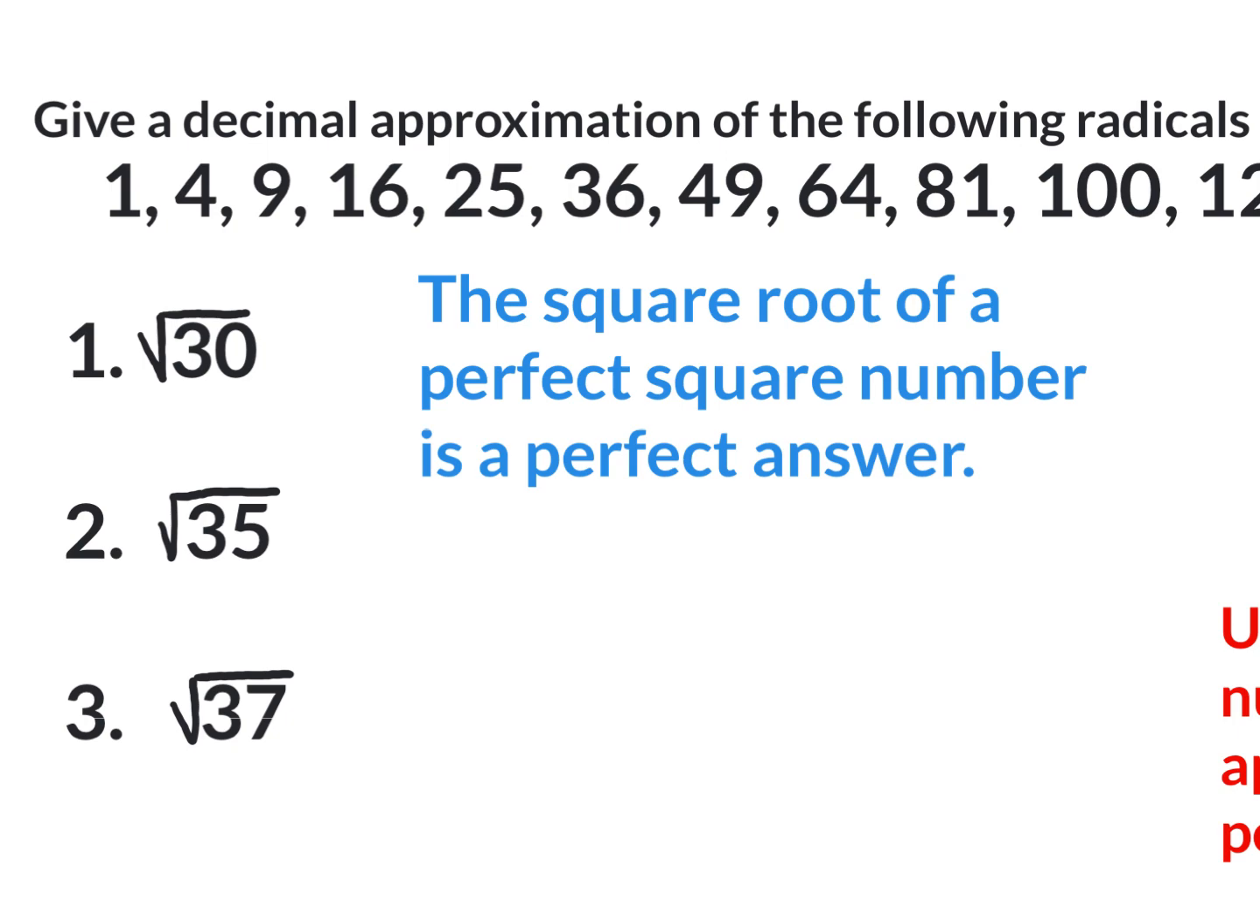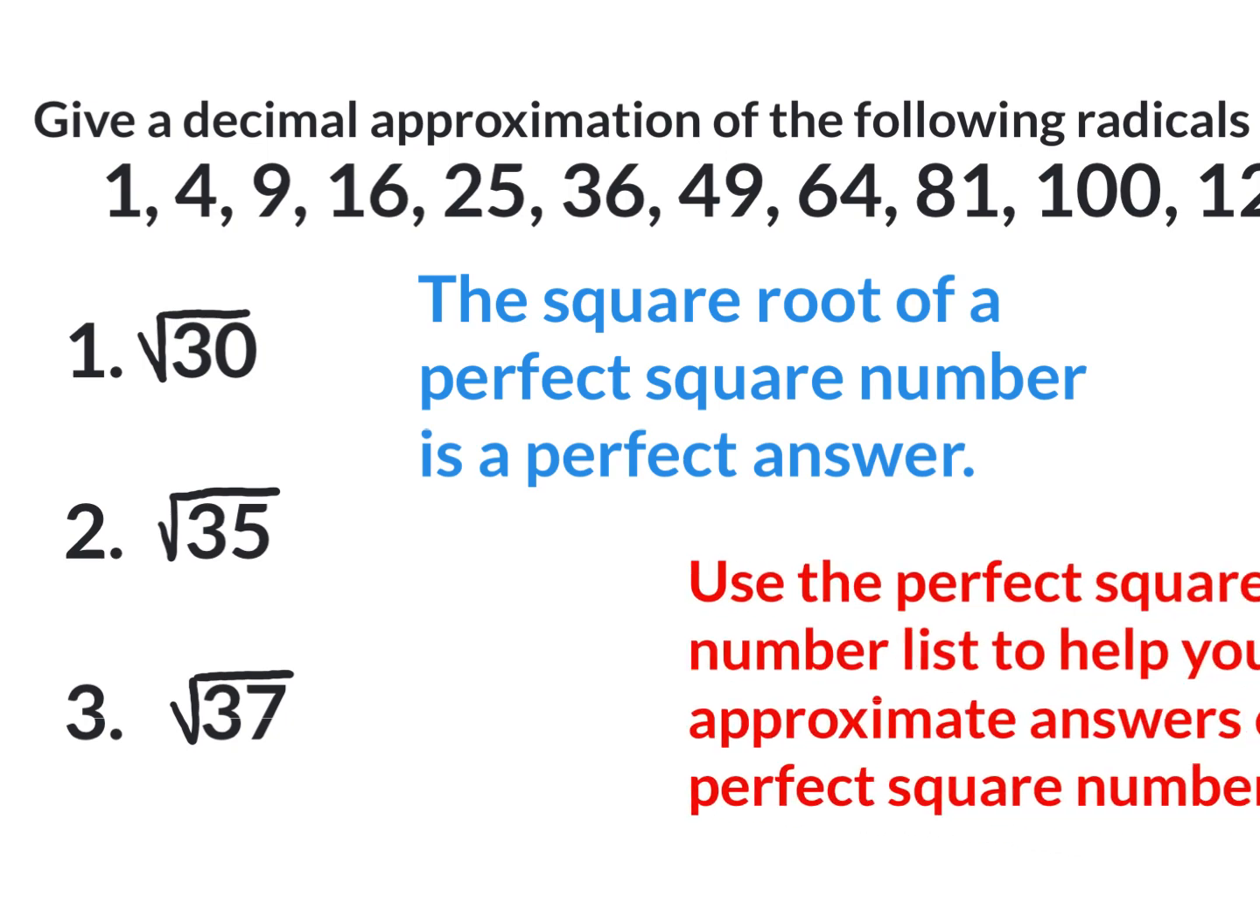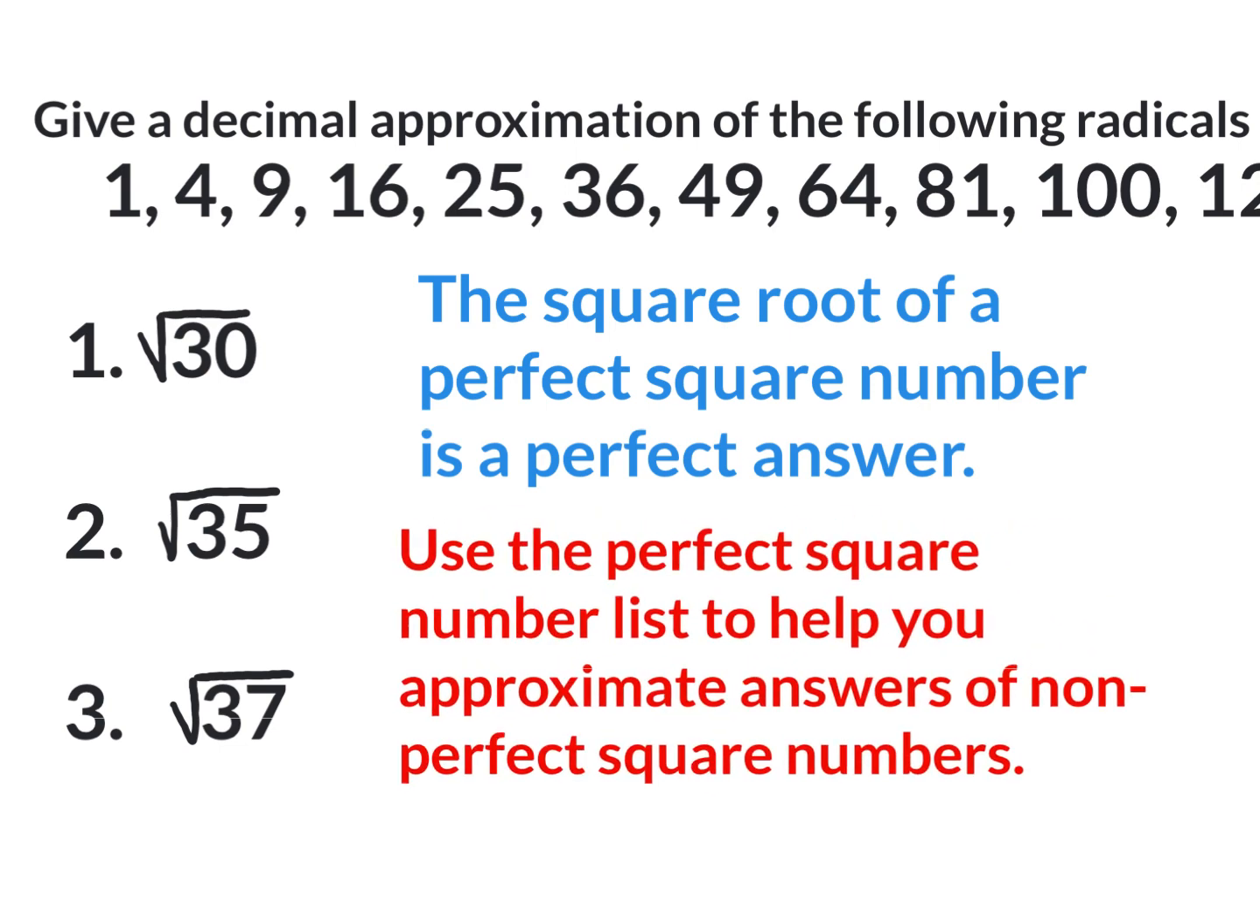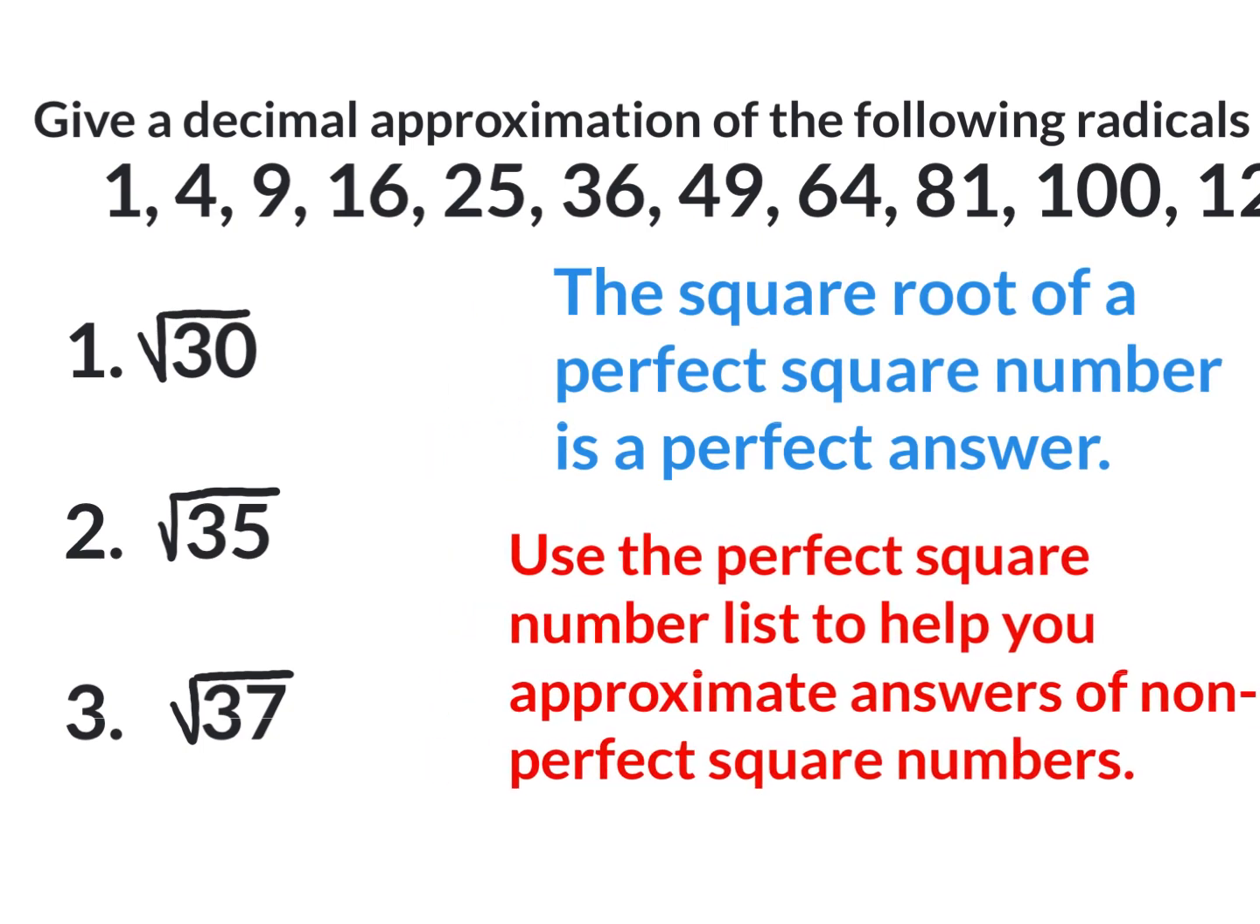So we are going to use this perfect square number list to help us approximate answers of these non-perfect square numbers, right? So the square root of 30, we know that's irrational. It's a crazy decimal that continues forever. But knowing this fact that I could use a perfect square number list to find the square root of non-perfect square numbers, I could give an approximation, a decimal approximation. So where would 30 land? Well, 30 it's bigger than 25 but smaller than 36. Is it super close to 25? Is it super close to 36? Or is it kind of in the middle? It's kind of in the middle.